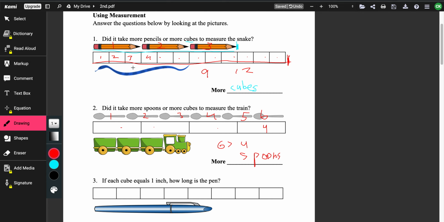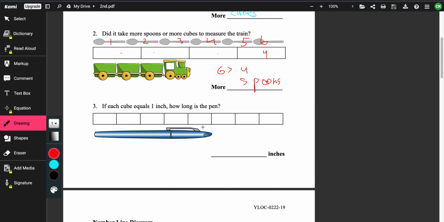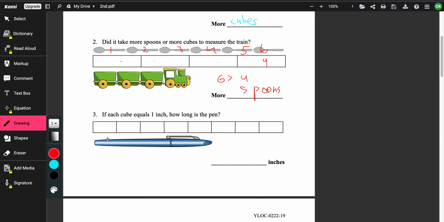So sorry about number 1. I didn't mean to say the length of the cube. I meant to say the amount of the cube. So the amount of the cube was greater than the pencil. So again, let's just do number 3 as the last one, because I did make a mistake on number 1. It asks, if each cube equals 1 inch, how long is the pen?